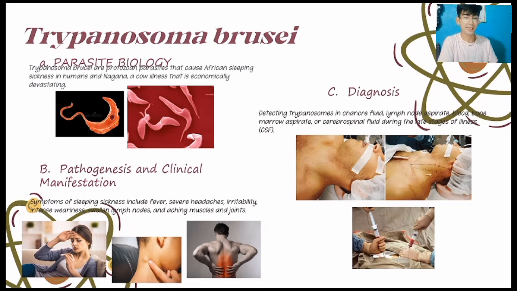Trypanosoma brucei. Parasite biology. Trypanosoma brucei are protozoan parasites that cause African sleeping sickness in humans and nagana, an economically devastating cow illness. Pathogenesis and clinical manifestation. Symptoms of sleeping sickness include fever, severe headaches, irritability, intense weariness, swollen lymph nodes, and aching of muscles and joints. Diagnosis.